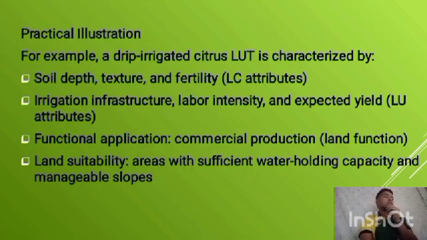For example, a drip-irrigated citrus land utilization type is characterized by soil depth, texture, and fertility, irrigation infrastructure, labor intensity, and expected yield. Its functional application is commercial production, and suitable land areas have sufficient water holding capacity and manageable slope. So this is the practical illustration.